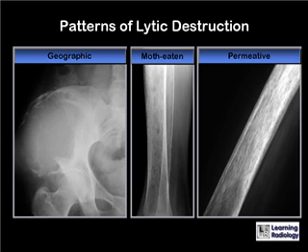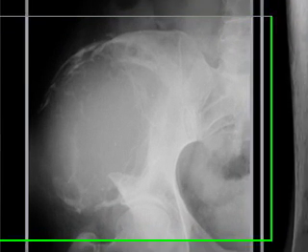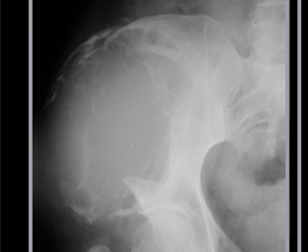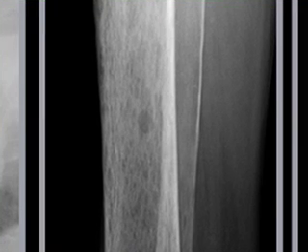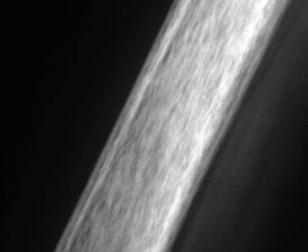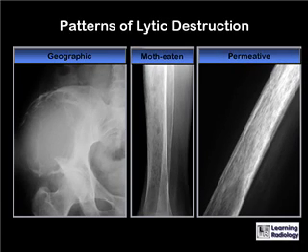They can be expansile, and they can produce a soap bubbly or septated appearance. These are the three general patterns of lytic destruction. Geographic destruction is a large area of lytic disease, in this case in the right ilium. The moth-eaten pattern are multiple smaller areas of destruction of varying sizes with indistinct margins. And the least common for metastatic disease is the permeative pattern with innumerable small lytic lesions in the bone. Permeative patterns are more common in round cell lesions like leukemia, lymphoma, Ewing's, neuroblastoma.